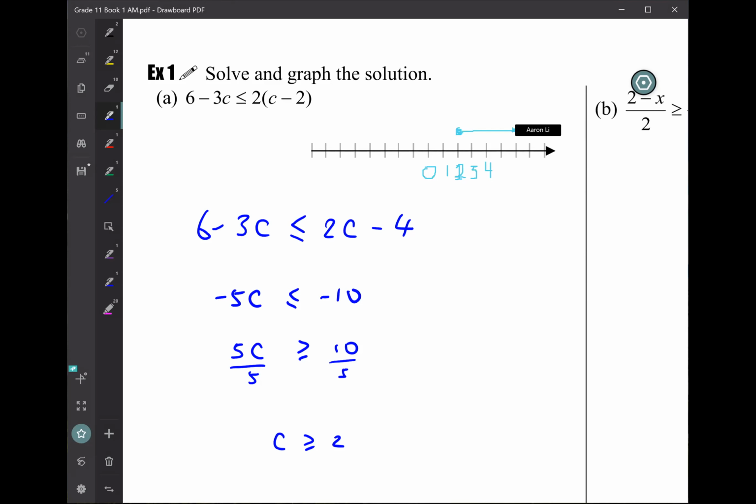Okay, so this time we have a solid dot, right? We have an equal sign. Very good, Aaron. Yeah. So 0, I'll also fill that in. 1, 2, 3, 4. And then you have a solid dot. Thank you, Aaron. Point to the right, right? Because it's bigger. Bigger or equal to 2.